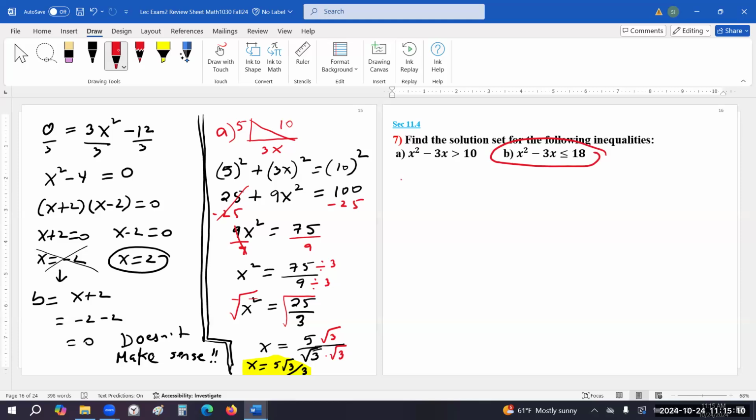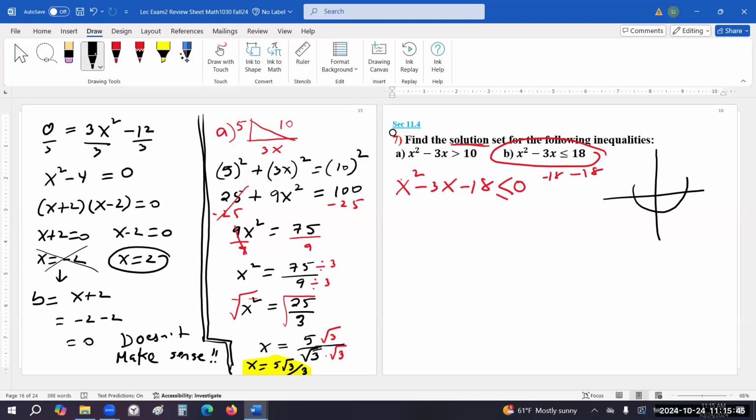Anytime you are solving something, what do you want to see? 0. But we don't see 0. So what is our first step? We subtract the 18. So we get x squared minus 3x minus 18 less than or equal 0. So we know we have a parabola, an upward parabola, and we are looking at the portion that is below 0.